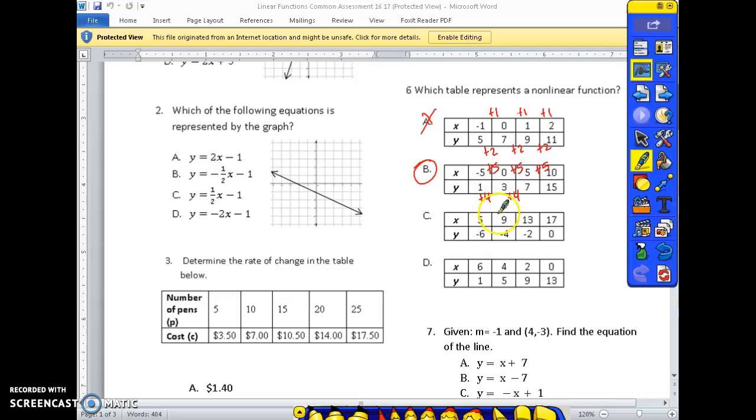Check the other ones. 5 plus 4 is 9, 9 plus 4 is 13, 13 plus 4 is 17, negative 6 plus 2 is negative 4. Negative 4 plus 2 is negative 2. Negative 2 plus 2 is 0. It can't be C. 6 minus 2 is 4. 4 minus 2 is 2. 2 minus 2 is 0. 1 plus 4 is 5. 5 plus 4 is 9. 9 plus 4 is 13. That has a constant rate of change. It cannot be D. So the only one that does not have a constant rate of change, the only one that is nonlinear, is going to be B.